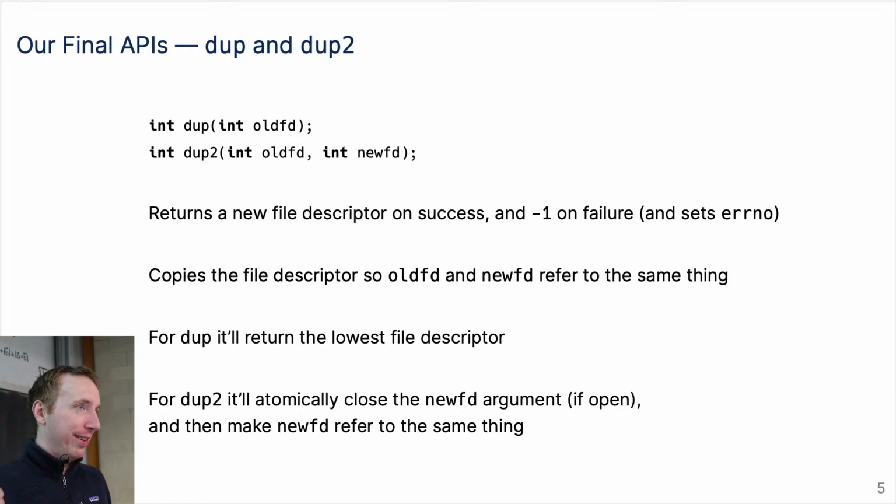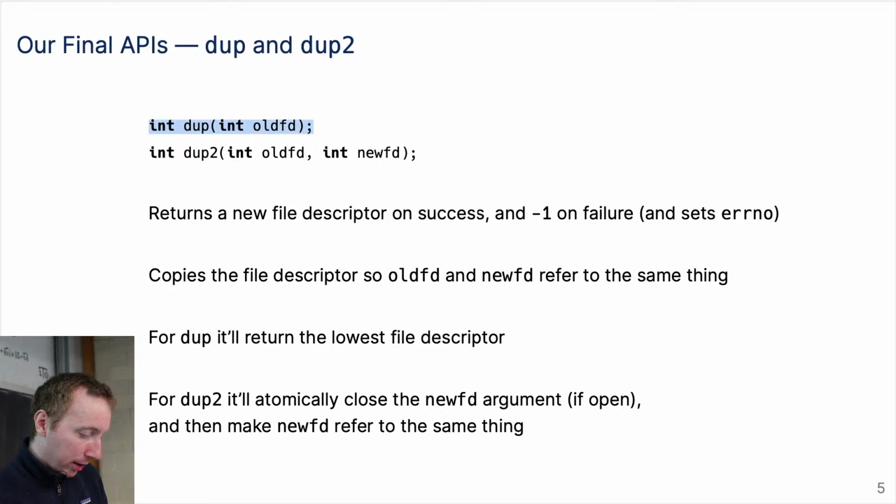Another way is this one, dup and dup2. So it essentially makes a copy of a file descriptor. And again, this one's a little bit different. It returns a new file descriptor on success, -1 on error, and sets errno. So it copies the old file descriptor and sets a new file descriptor, so they're both pointing to the same thing.